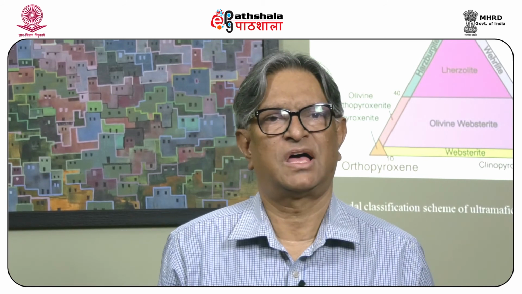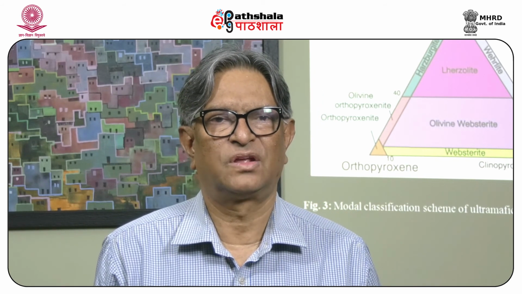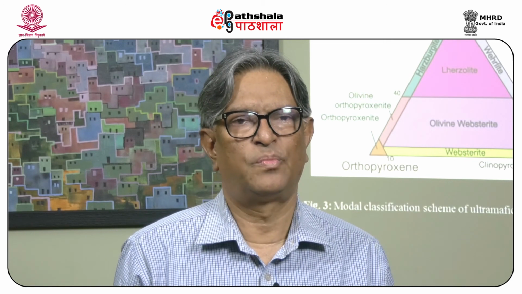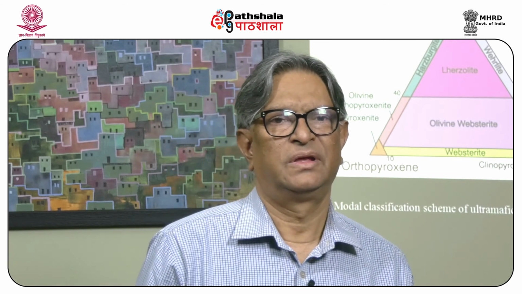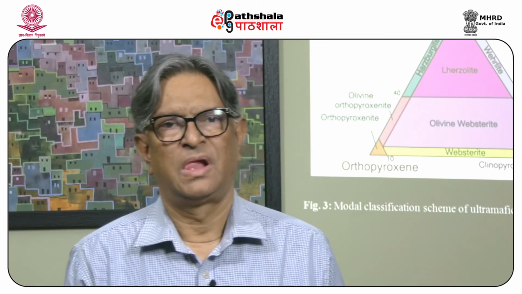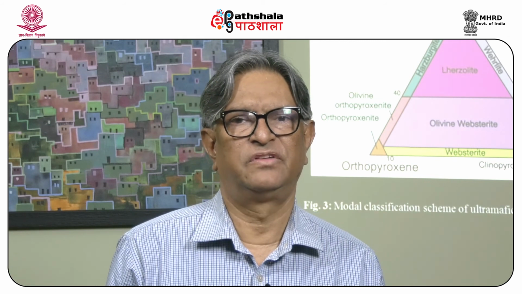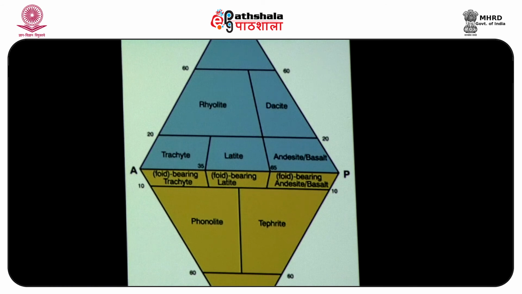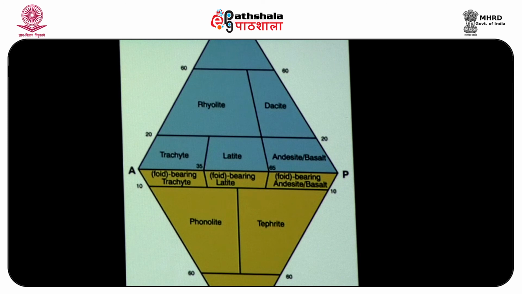So, the minerals present will allow you to classify the rocks into dunite, orthopyroxenite or clinopyroxenite. Collectively, they can be known as ultramafic rocks, giving different names. Let us see another diagram, which is equivalent to what we have seen for the coarse grained rocks.